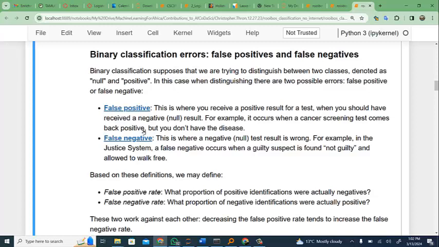So false positive and false negative have an associated false positive rate and false negative rate. The false positive rate would be what proportion of positive identifications are actually negative. So these are the ones identified as positive, the proportion that are actually negative. And the false negative rate would be what proportion of negative identifications are actually positive. So these two concepts are symmetric. False positive would mean what proportion of zeros are classified as ones. False negative would be what proportion of ones are classified as zeros.